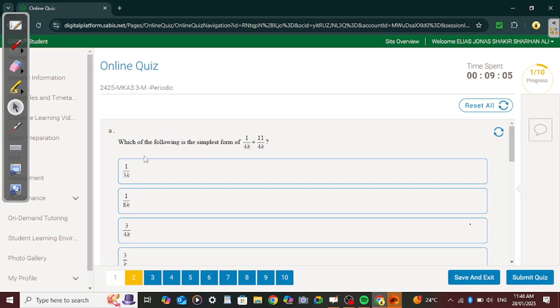Which of the following is the simplest form of 1 over 4k plus 11 over 4k? Both fractions have the same denominator, so we can just add up the numerators. 1 plus 11 is 12. 12 over 4k, we could divide the numerator by 4, the denominator by 4, that would be 3 over k.